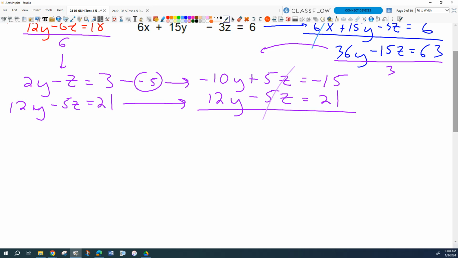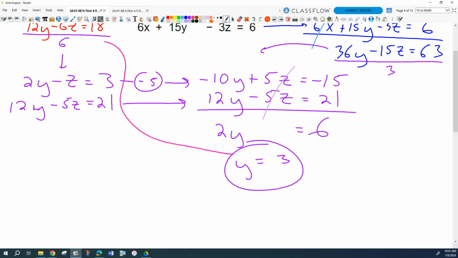We got this system. We decided to get rid of the z's this time, so I distributed a -5. The z's drop away. So I get positive 2y equals 6. So what's y? 3. Okay, so we know y is 3. Now it just starts to collapse and get easy. So if y is 3, where do I go to find z? Purple one, and probably the top one looks pretty simple. So we'll just plug that y value in right there.